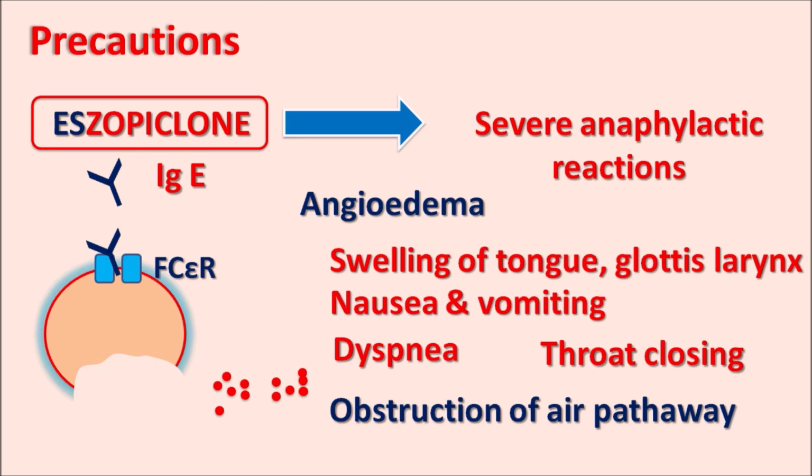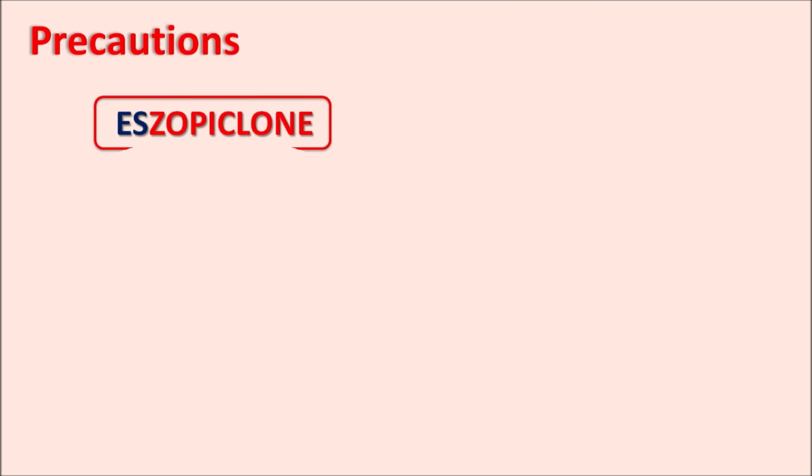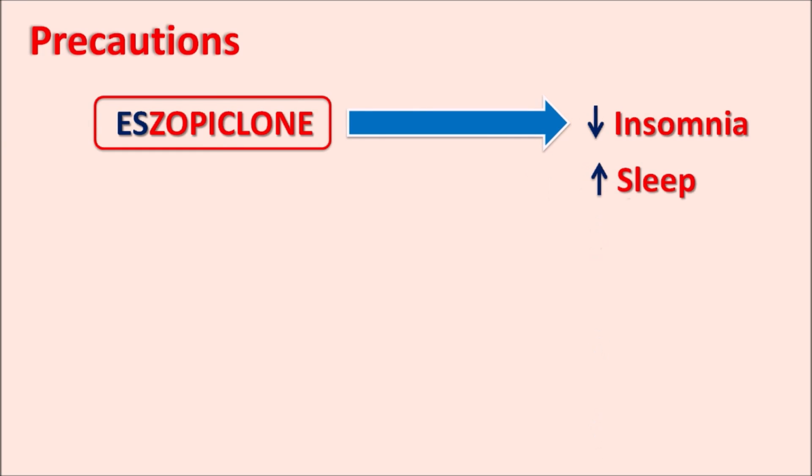Similarly, this drug can also produce anaphylactoid reactions. These are similar to anaphylactic reactions, but they are not mediated through IgE antibodies. So hypersensitivity is one of the important precautions that should be taken when this drug is going to be given to patients. Similarly, S-Zopiclone is mainly used to decrease insomnia and it increases sleep.